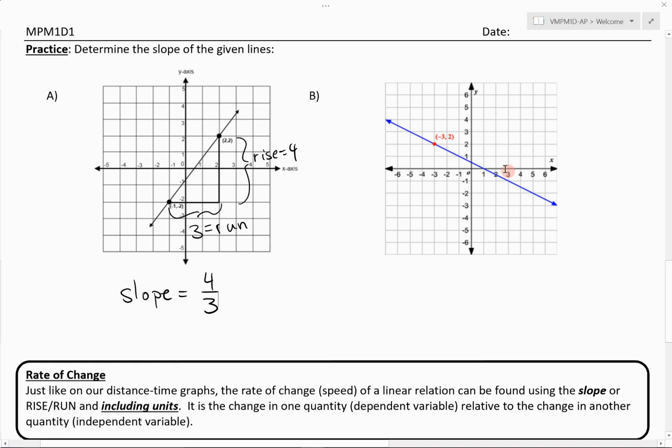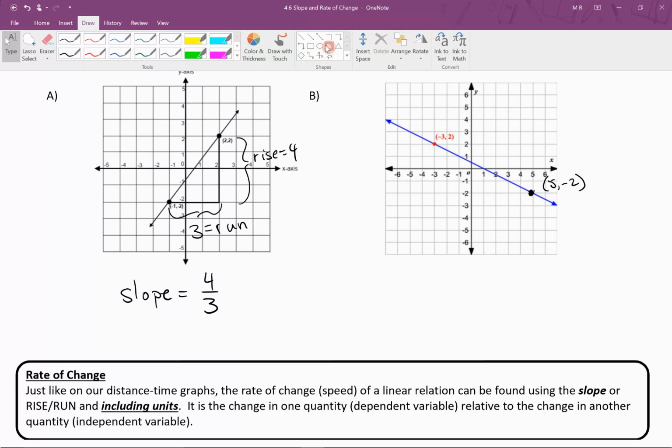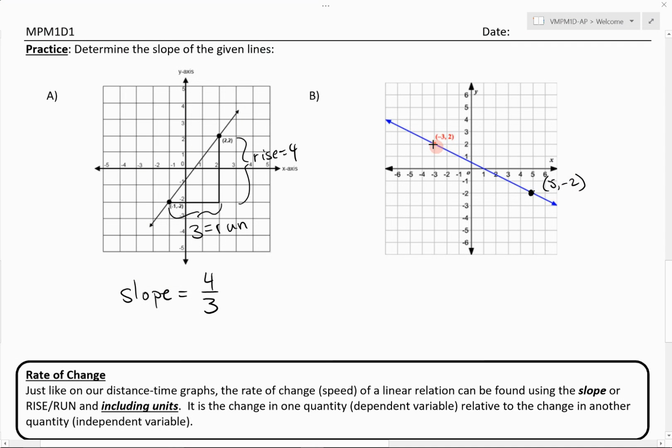What about on this triangle? What if you're only given 1 point? Well, pick another point on the line that you can easily read. And I believe I can easily read this point down here as 5 and negative 2. Okay, so if I'm interested in calculating my slope, let's draw another triangle from 1 point to the other point.